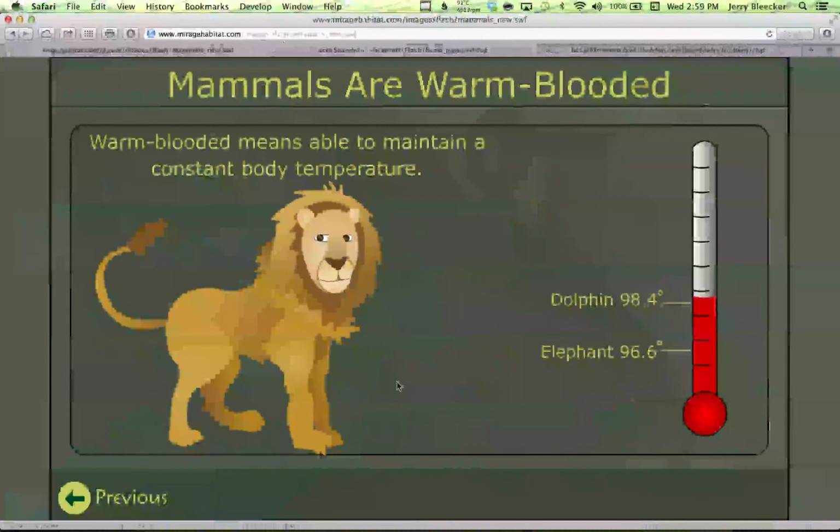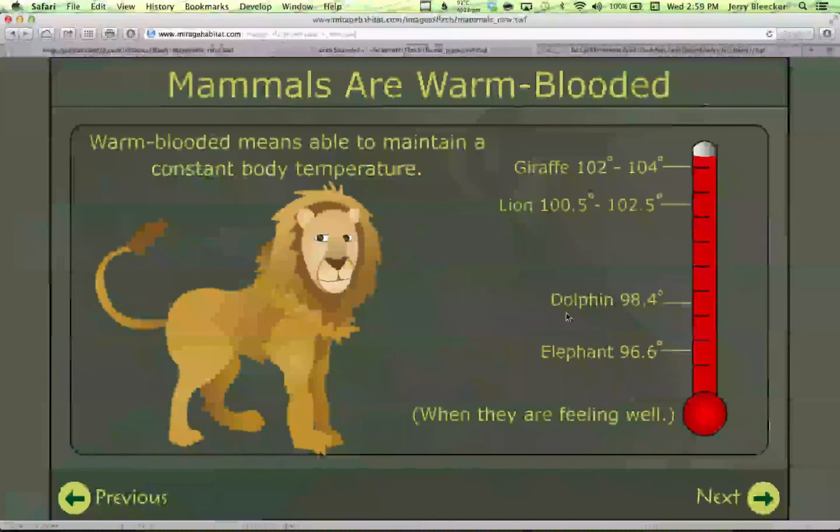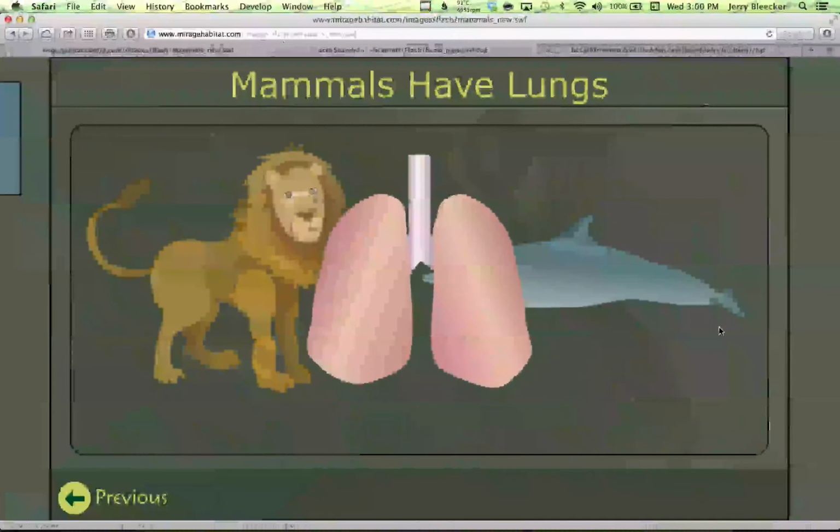Warm blooded, maintaining a constant body temperature. Well, check it out. We're not all the same. Humans are around 97 degrees. And when you look at giraffes, for example, they could go up to 104. That'd be considered a fever for us. But the point is, they maintain a homeostatic level, a constant body temperature. That is, unless you get a fever.